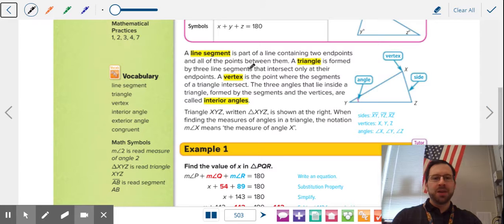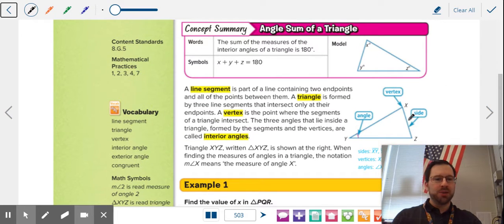All right, so parts of a triangle: vertices are the corners. Interior angles are the inside angles, we just talked about that. A triangle is a 3-sided polygon. And a line segment is the edge. So XZ is an edge or a line segment, and if you were to label that XZ, you put a little line over it, like this.